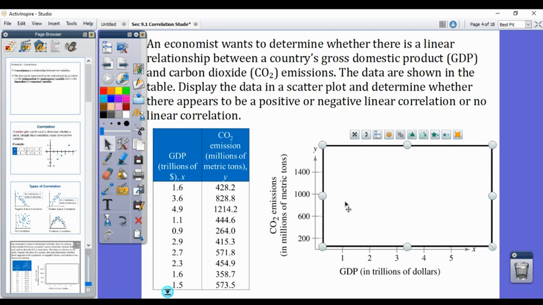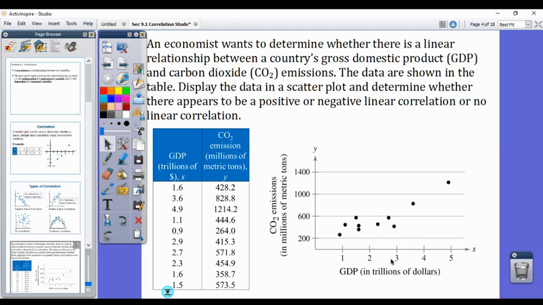Okay, so once you've done that, you should get something that looks kind of like this. So you're noticing maybe a positive linear correlation here. Let me switch to my pen. The data is kind of trending upward to the right, so that means we have a positive linear correlation.